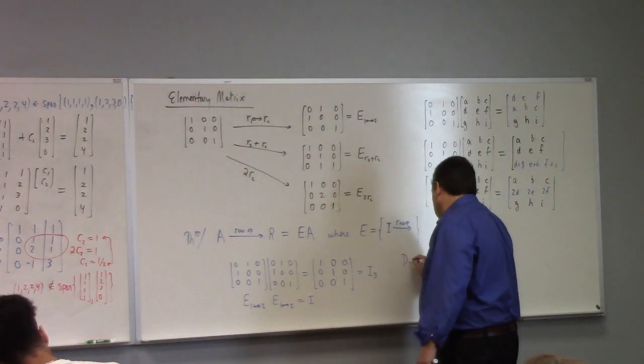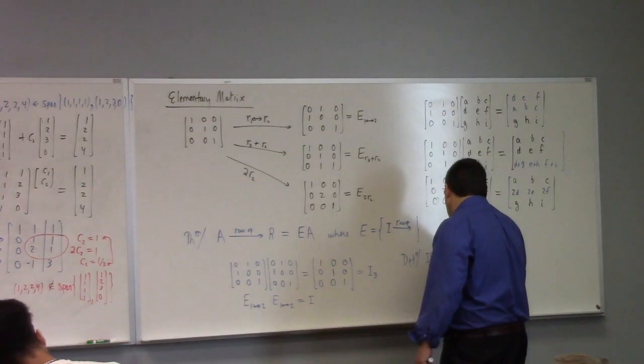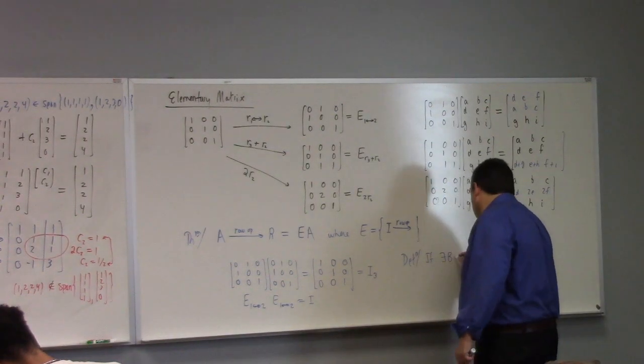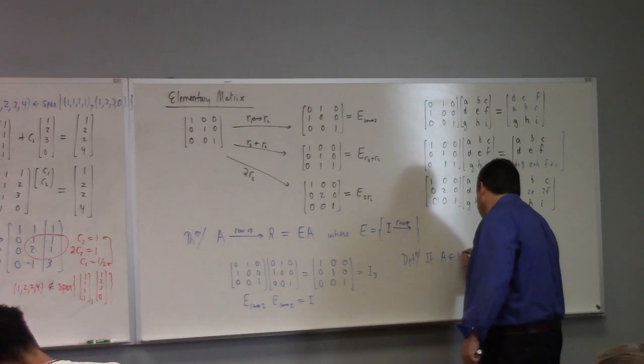So here's a definition that I should probably give to you. If there exists B, let me write it more, sorry guys. If A is a square matrix, all right?